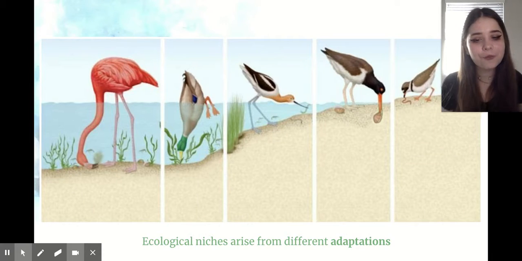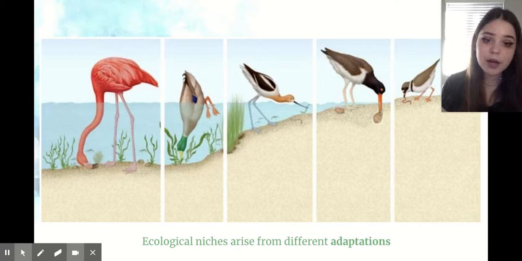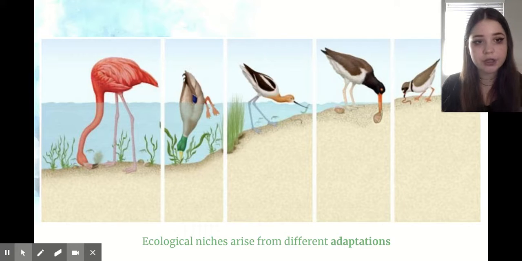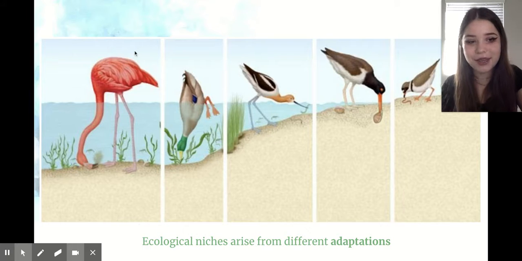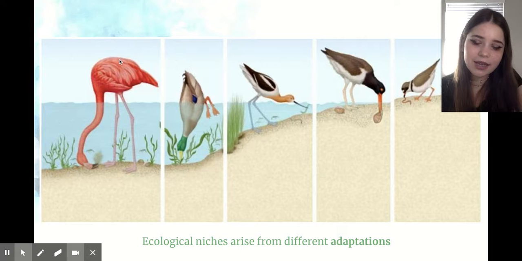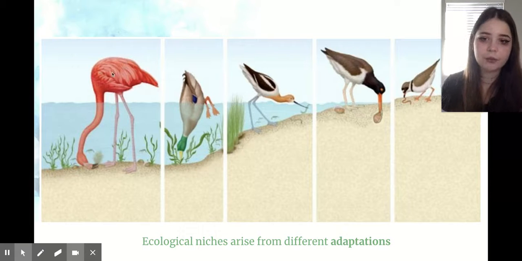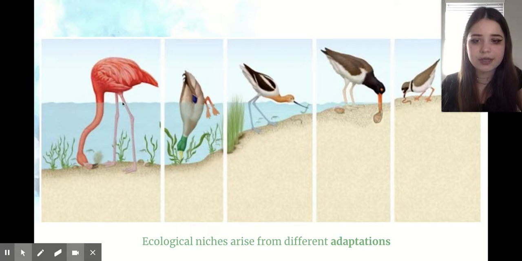Okay, so here's a really good example of similar animals. They're all birds, but they're occupying different ecological niches, and these arise from different adaptations. So you see the really big flamingo here, right? It has a really long neck and it can go on the steeper end of the pool and eat the resources in this area, right?